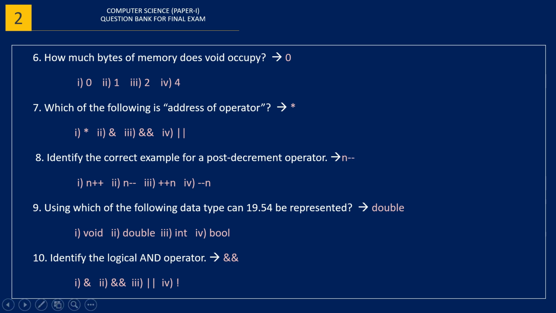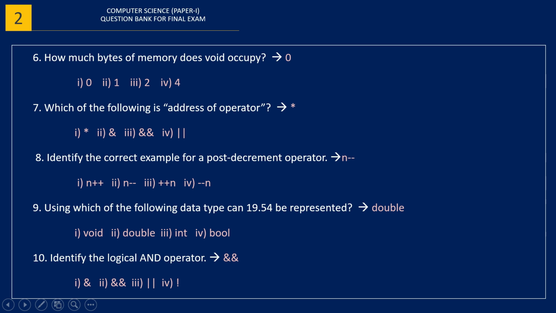Identify the correct example of the post decrement operator. So n plus plus means the post increment operator. It will assign the value of variable n and then increment the value. The second one will assign the value of variable n to the respective variable, and then decrement the value. So the second option is correct here, n minus minus. Question number 9: using which of the following data types can 19.54 be represented? Void will hold nothing.